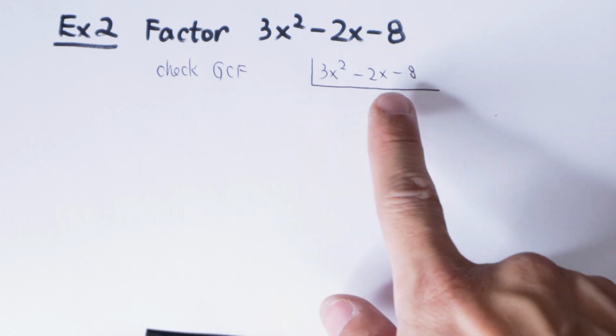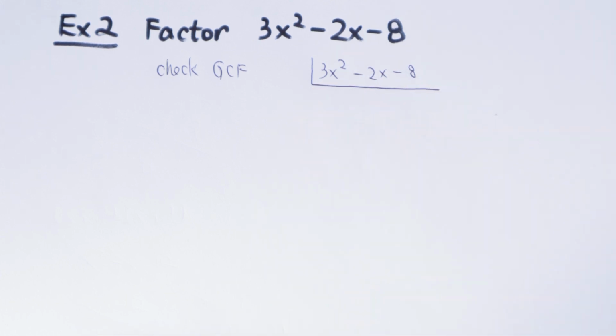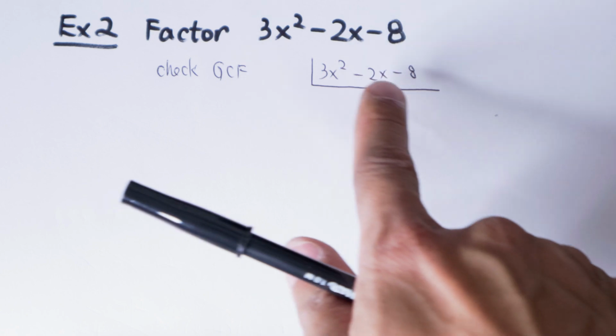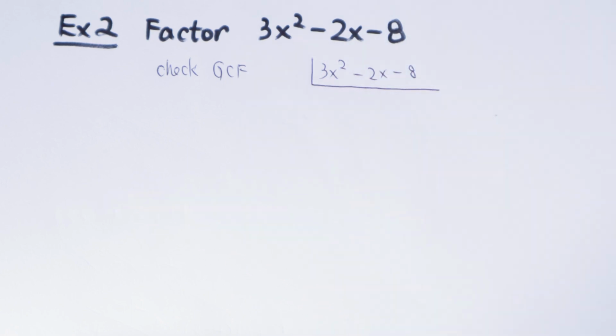Likewise, we also have to check, can you take out any variables from each term? The first term has 2 x's, the second term has 1 x, the third term has no x. I cannot take out any variables from all 3 terms. So therefore, I cannot take out any variables for a GCF. So there's actually no GCF.